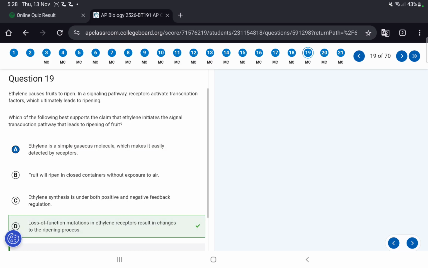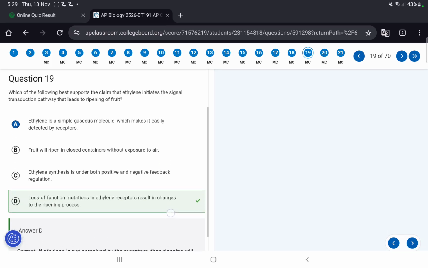Which of the following best supports the claim that ethylene initiates the signal transduction pathway that leads to ripening of fruit? Okay, so let's read the question. Ethylene causes fruit to ripen. So ethylene is the thing that causes fruit to ripen. In a signaling pathway, the receptors activate the transcription factors, which ultimately leads to ripening. We want to see which supports the claim that ethylene is the thing that initiates the signal transduction pathway. So we want ethylene to be responsible for the ripening of the fruit. Which one gives it to us here?